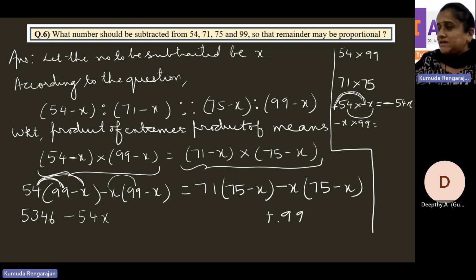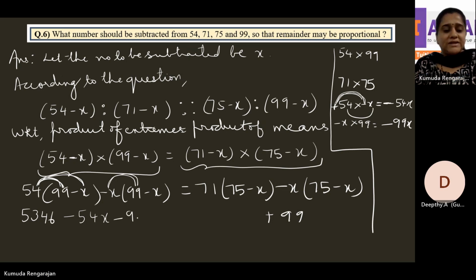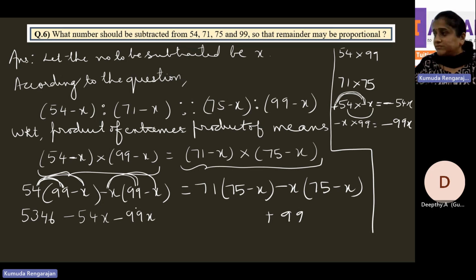Simply 99 means plus 99. That's why I'm saying plus. Before 99, there is no sign, but it's plus. So plus into minus is minus. 99 into x is 99x. So minus x into 99 is minus 99x. And when you multiply these two, what is minus x into minus x? Minus into minus is plus, and x into x is x squared.